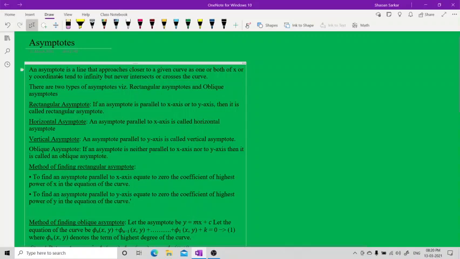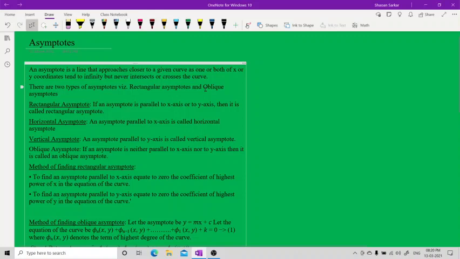Asymptote. An asymptote is a line that approaches closer to a given curve as one or both of the x or the y coordinates tends to infinity, but never intersects or crosses the curve. Now, basically, this is the definition. But what I need to make you understand is in simple language.